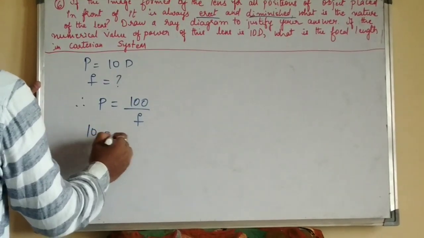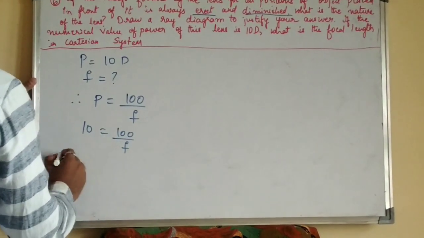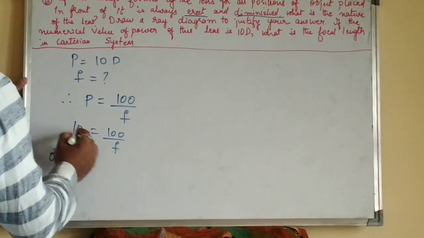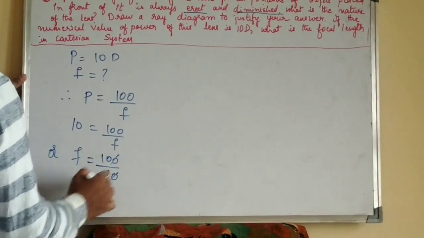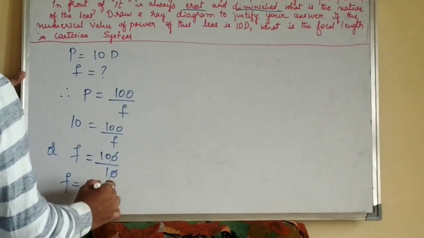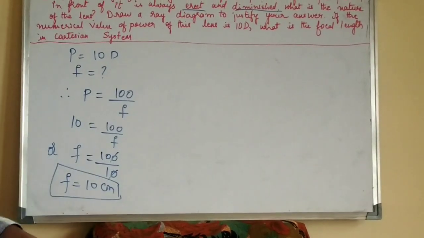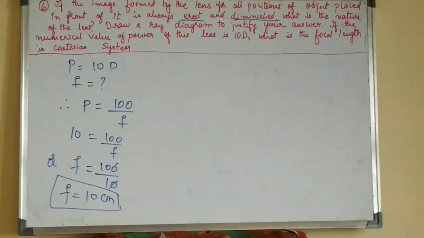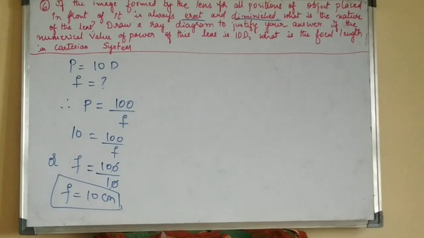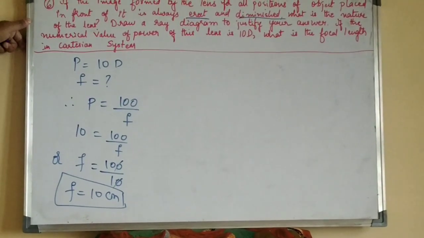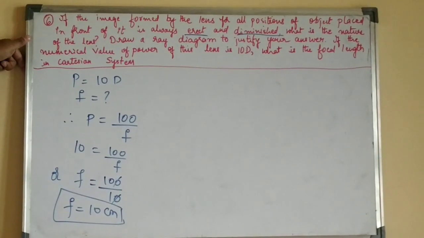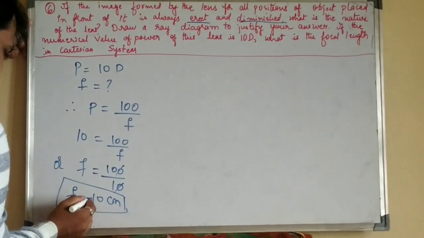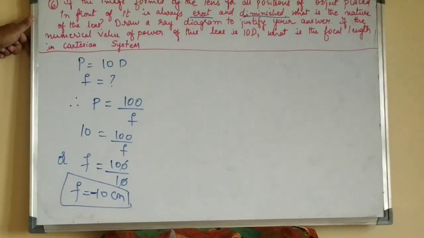Now P is 10, so 10 is equal to 100 by F, or F is equal to what? 100 by 10. So what you will get? Focal length is equal to 10 centimeter. So in Cartesian system, the focal length value is 10 centimeter. Now we have to be very careful about the sign also. Why? Because in the concave lens, since both the object and the image are formed towards the left side, the distance we are considering is negative. So we have to write the negative sign, that is minus 10 centimeter.